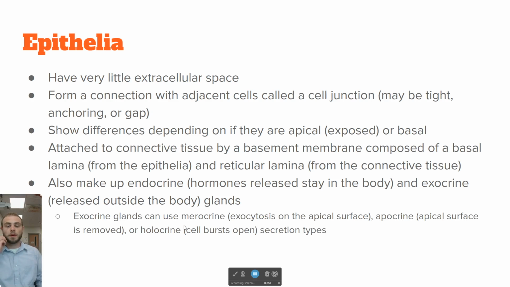Exocrine glands, they can use a couple of different secretion types. They can be merocrine, which is going to be where they're going to use exocytosis, where they have some sort of substance within them, and then they're basically going to have that vesicle merge with the cell membrane, and then they're going to spit it out on the apical surface. Apocrine, these are going to be where basically the entire apical surface is ripped off, and then holocrine, the entire cell is going to burst open, and that cell is not going to be good anymore.